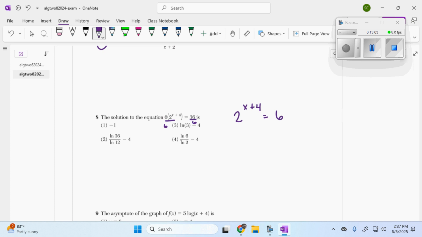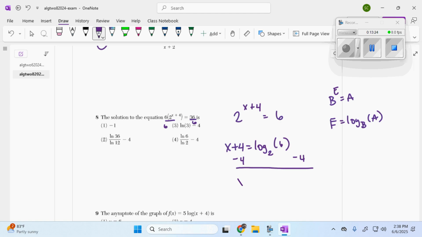If we remember our rule here, we have a base, an exponent, and an answer. That exponent is equal to the log of that same answer with that same base, same 3 parts. So we can rewrite this as x plus 4 is equal to log base 2 of 6. We then can subtract 4, and we get x equals log base 2 of 6 minus 4. Notice, not a choice.